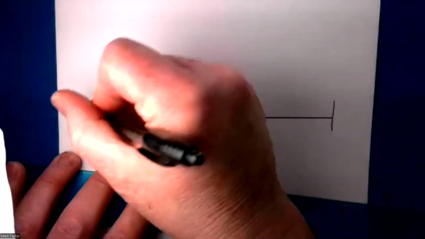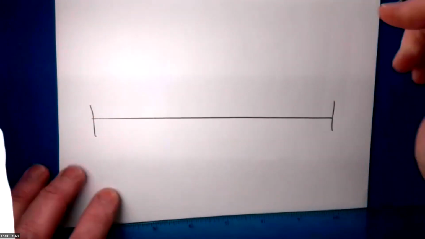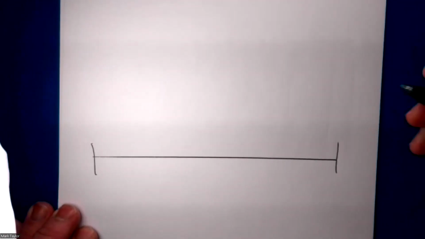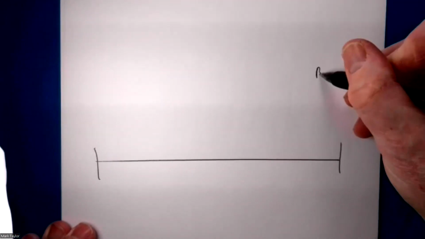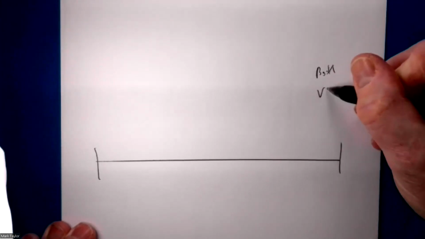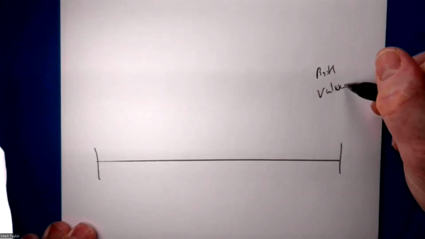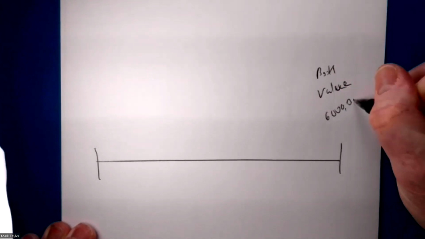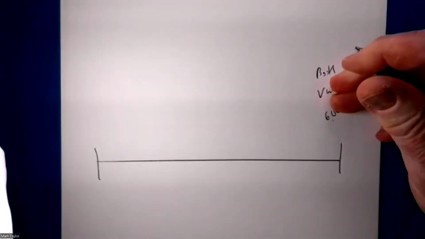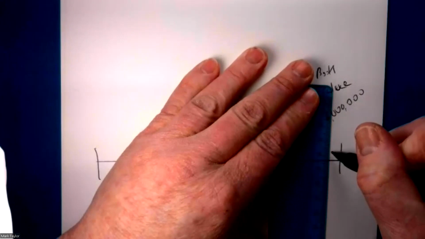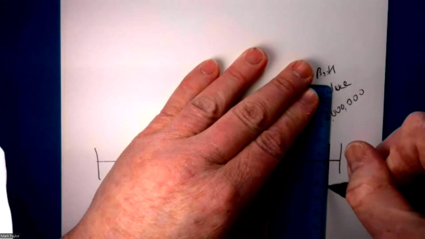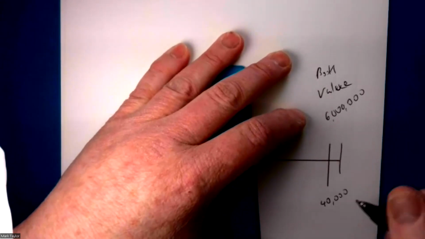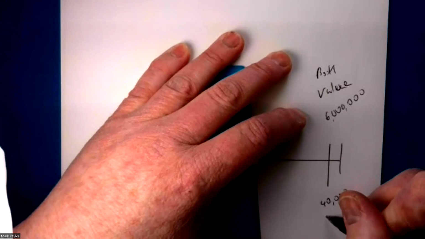So here is their sample, and the book value is 6 million. Now, our best estimate is that this is off by 40,000. And so this is the projected misstatement.